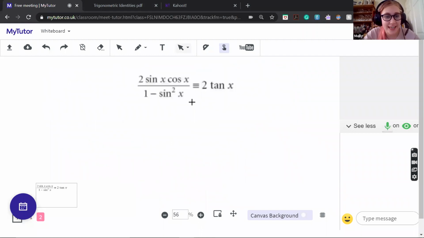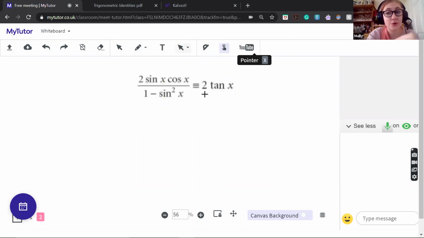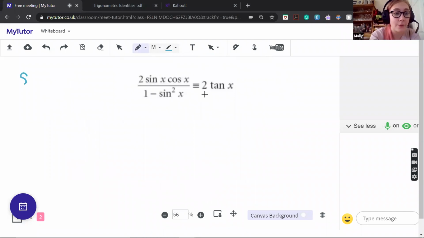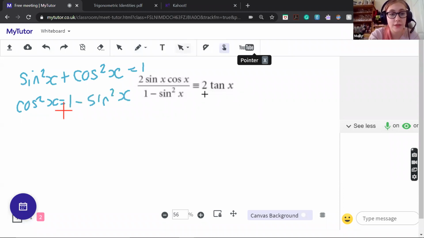The other thing that we can see here is this denominator. Whenever you see a 1 minus sine squared x or cos squared x, you should be happy because we can simplify that. If we think about one of our basic ones, sine squared x plus cos squared x equals 1, we can rearrange this. If we just subtract sine squared x from both sides, we get that cos squared x equals 1 minus sine squared x.